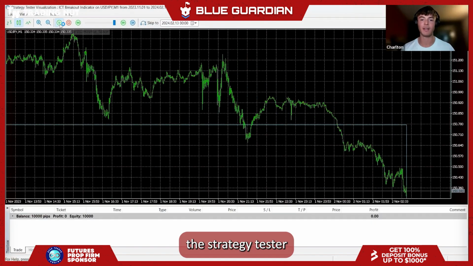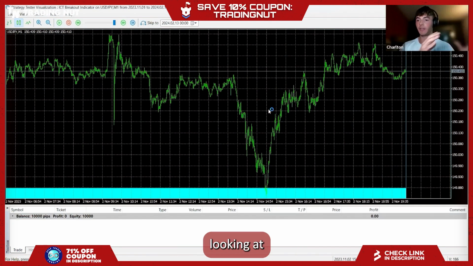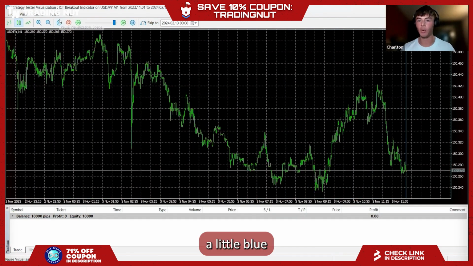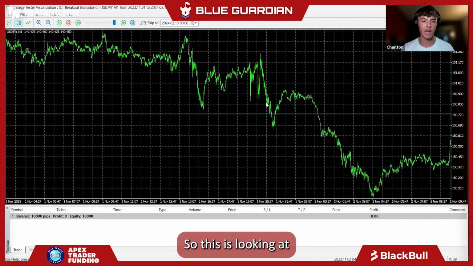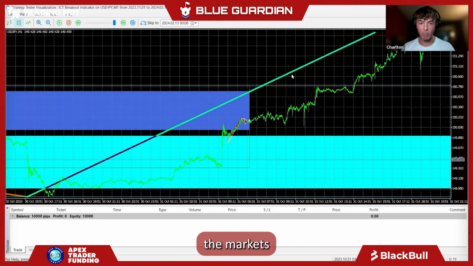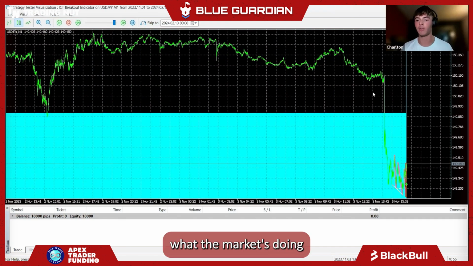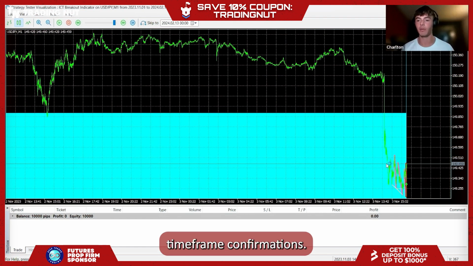Here we have the strategy tester on M1. So the indicator runs, as I mentioned, looking at higher time frame data, H4 data, and then it actually runs and does its analysis on M1. So let's go through this. Now, you might have seen a little blue or turquoise screen. So over here, this is a higher time frame area of interest that I'm going to rope you into. This is looking at the market structure indicator, which is pretty much showing you what the market's doing and how it's working structurally. So in this area, we are now looking for lower time frame confirmations.